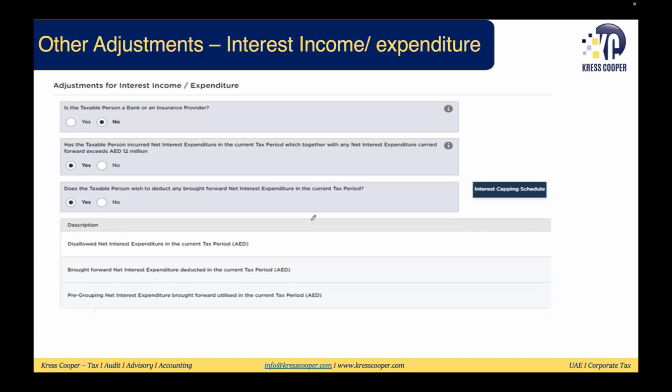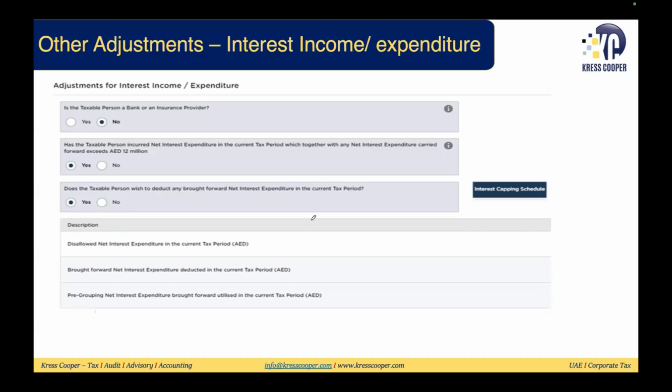Then if you have taken the loan after the 9th of December 2022 from a non-related party or from a related party, and the objective is not to avoid the tax, then we need to look into the net interest. If the net interest is less than 12 million annually, then you can claim 100%. If the net interest is more than 12 million annually, then you can claim 12 million or 30% of it, whichever is higher. The remaining interest will be carried forward for further periods of tax years.